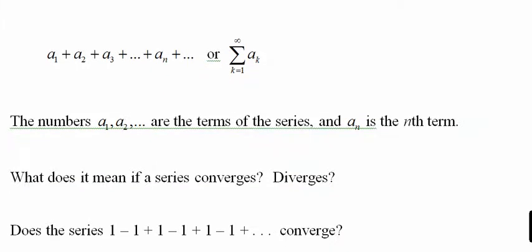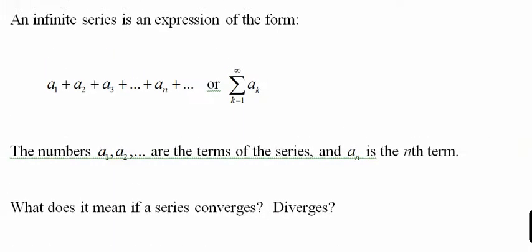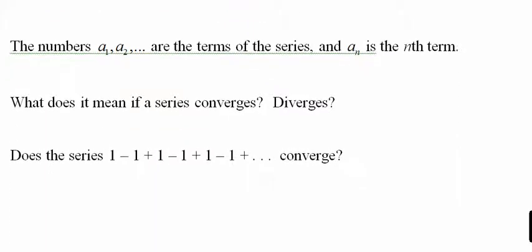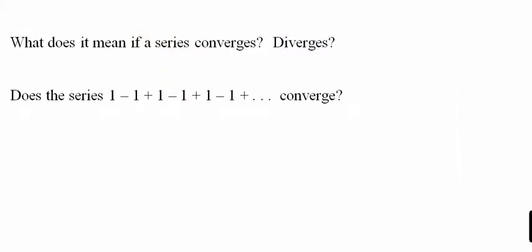It gets confusing quickly. Here's a definition of an infinite series. It doesn't matter, it just has terms. How do we get from one term to the next? We don't say. We can write it as a sum from k equals 1 to infinity of a sub k. And we've done a little bit of series work already. So the question is, what does it mean if a series converges or diverges? It gets closer and closer to a number. That's what it means if it converges.